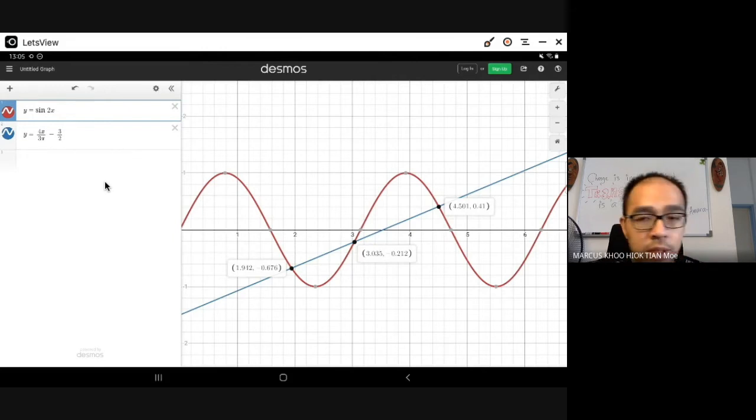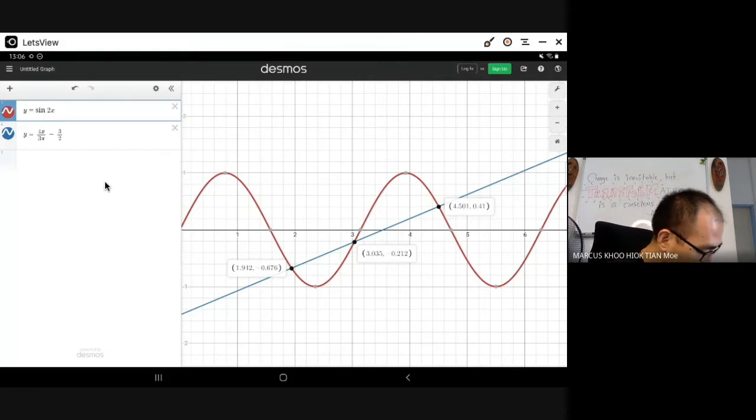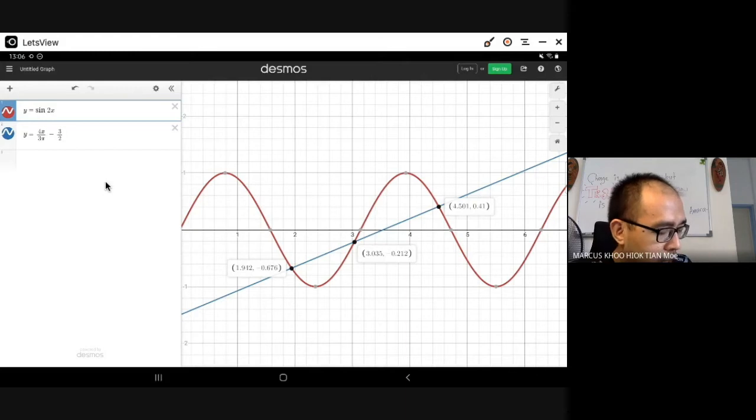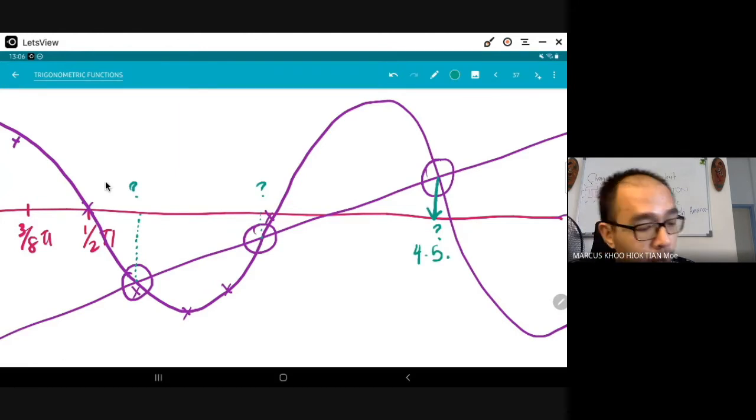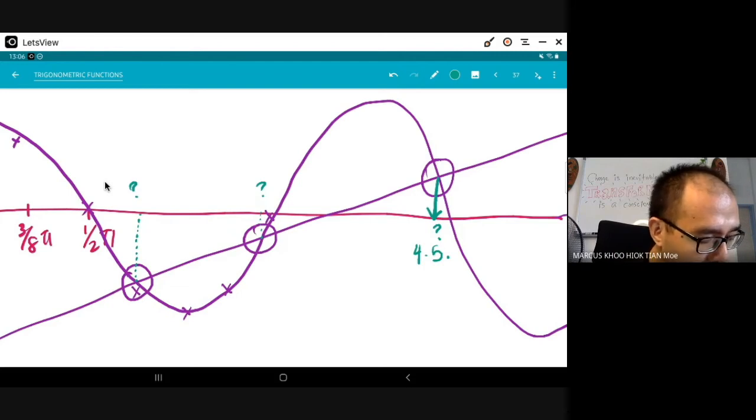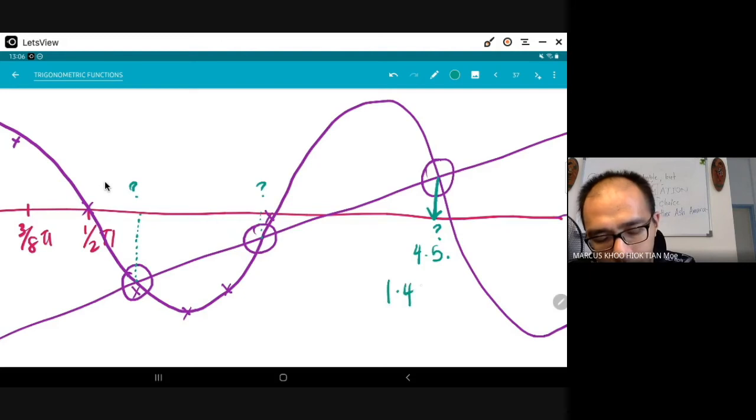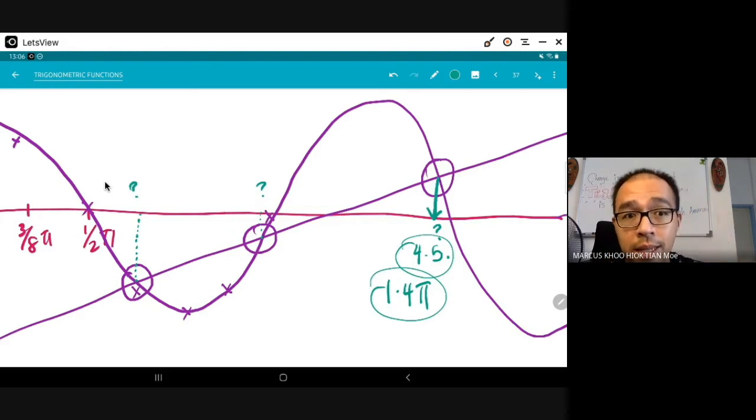I think in our textbooks it doesn't really matter, but if I look at the examples in the textbook, they give it in terms of pi. So let's say, for example, over here you get 4.5. Let me go back to this. This one is about 4.5. If you want to write it in terms of pi, you divide by 3.142. 4.5 divided by 3.142 gives about 1.4 pi. You can write it like this or like this. For me, either way doesn't matter. All I want to know is what the x value is.